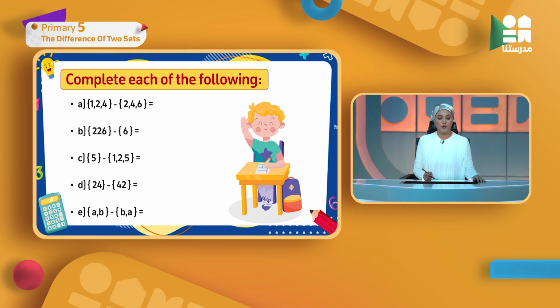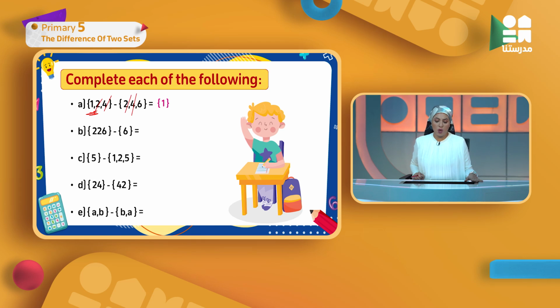As you see in the first one here, I have the elements 1, 2, and 4. Difference 2, 4, and 6 in what? I have 2 in both of them and I have 4 in both of them. Then what's left for me in the first set is only the element 1. Then the answer will be the set of element 1. Now, let's move to the second question.